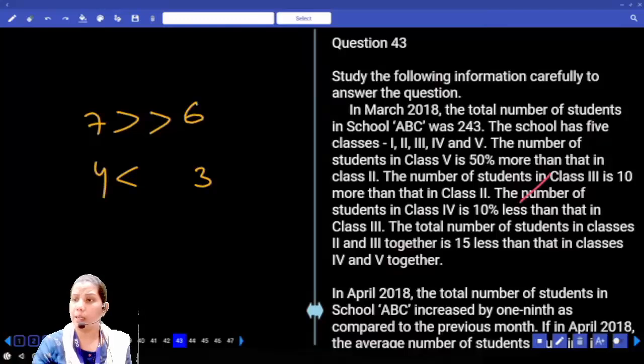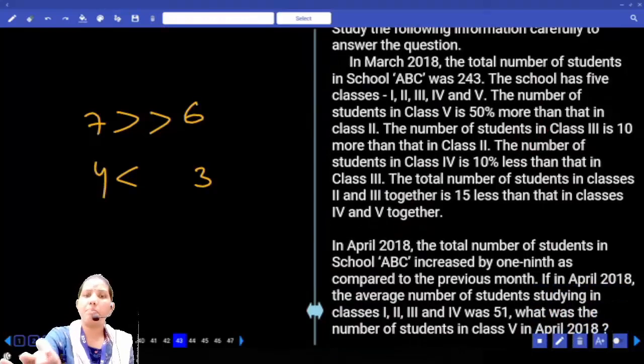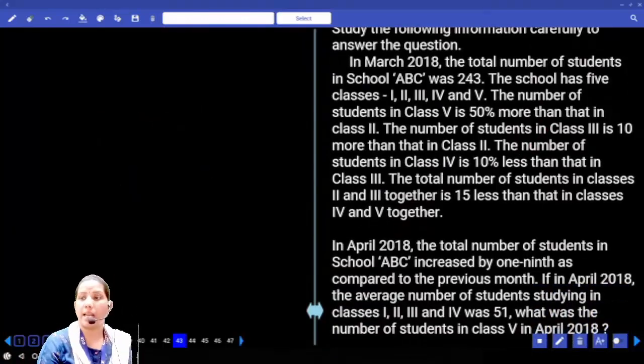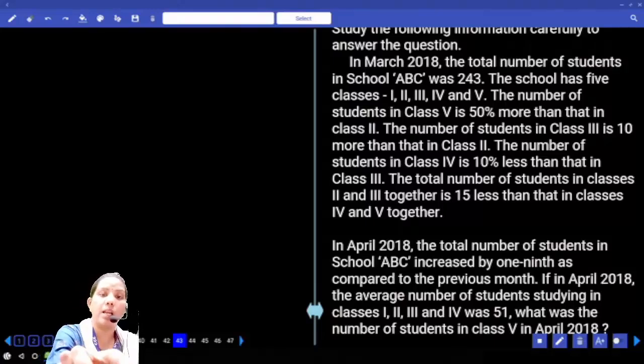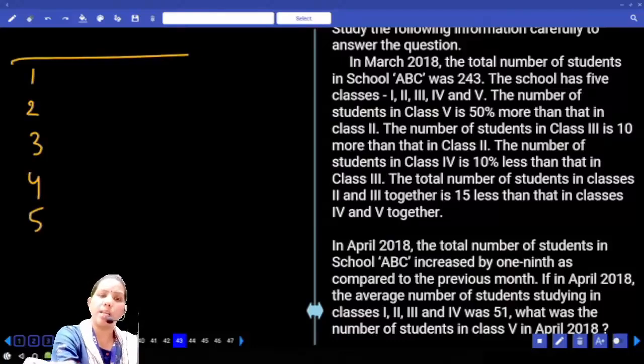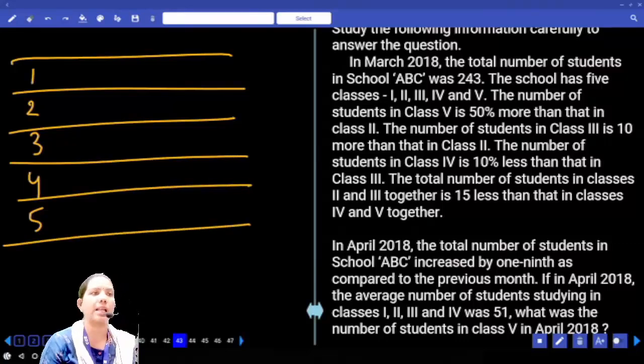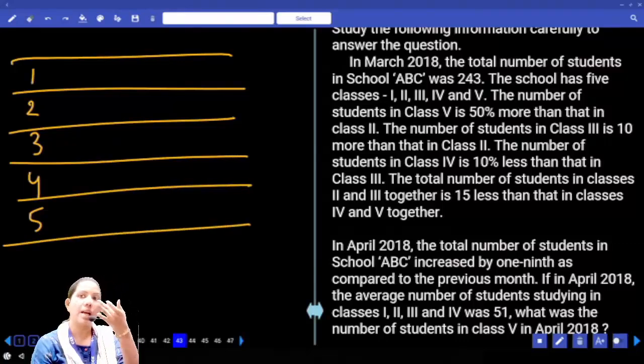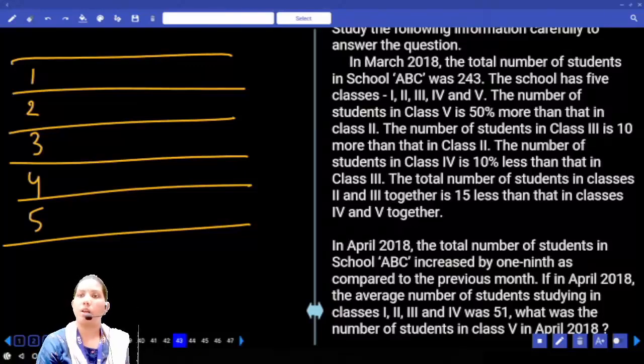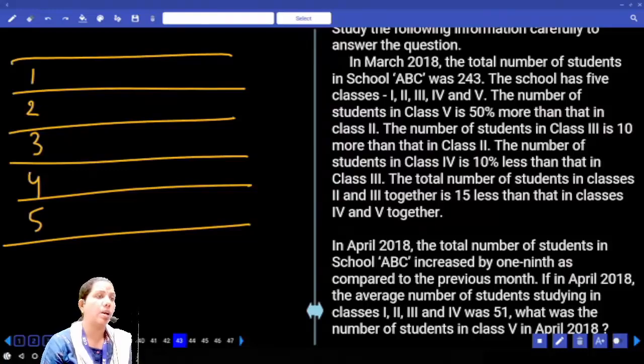Next 43. Question number 43. In March 2018 information, the total number of students in school ABC was 240. The school has 5 classes, 1, 2, 3, 4 and 5. The number of students in class 5 is 50% more than that in class 2. Compared to class 2, class 5 is how much percentage more? ఎంత మోర్ ఉందని చెప్పాడు 50%.